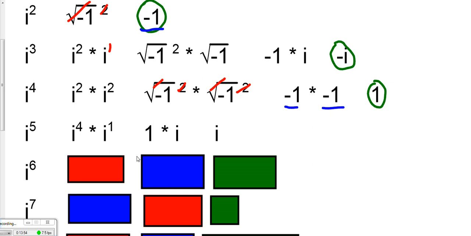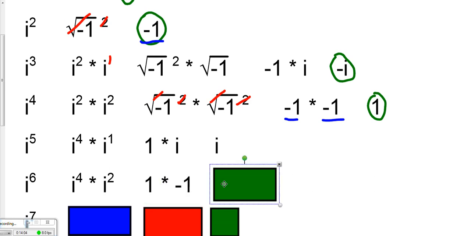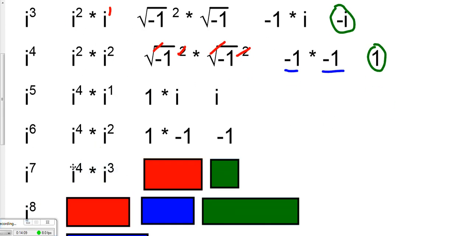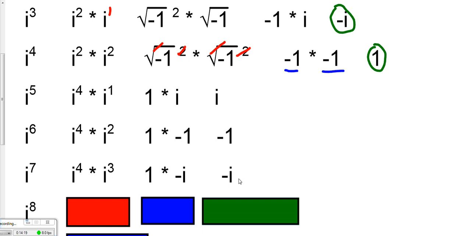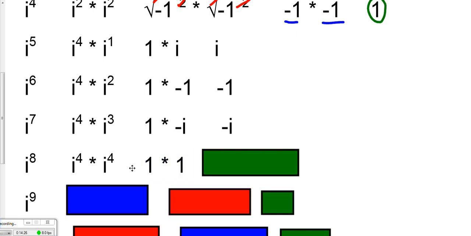Simple enough. How about i to the sixth? I can break it apart into i to the fourth times i to the 2. I already know i to the 2 is negative 1, so 1 times negative 1 must still be negative 1. i to the seventh is similarly i to the fourth times i to the 3. This i to the fourth is just 1, and this i to the 3 is a negative i, so we would just call it negative i. i to the eighth is just two different i to the 4s. Each of those are 1. 1 times 1 is 1.